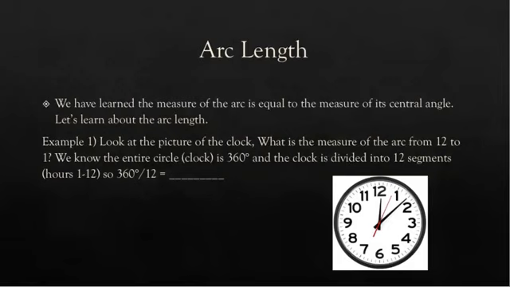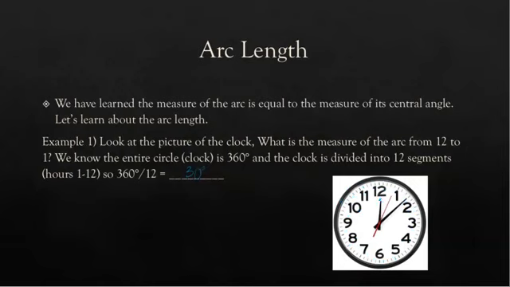First, let's look at the picture of the clock. What is the measure of the arc from 12 to 1? We know the entire circle is 360 degrees, and the clock is divided into 12 segments, those hours from 1 to 12. So 360 divided by 12 would give us the distance between one of these numbers. And the answer to that is 30 degrees.